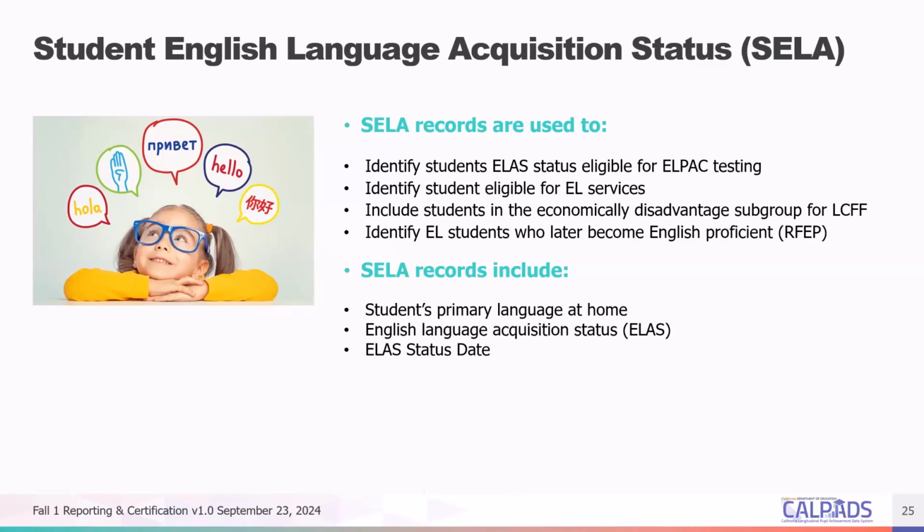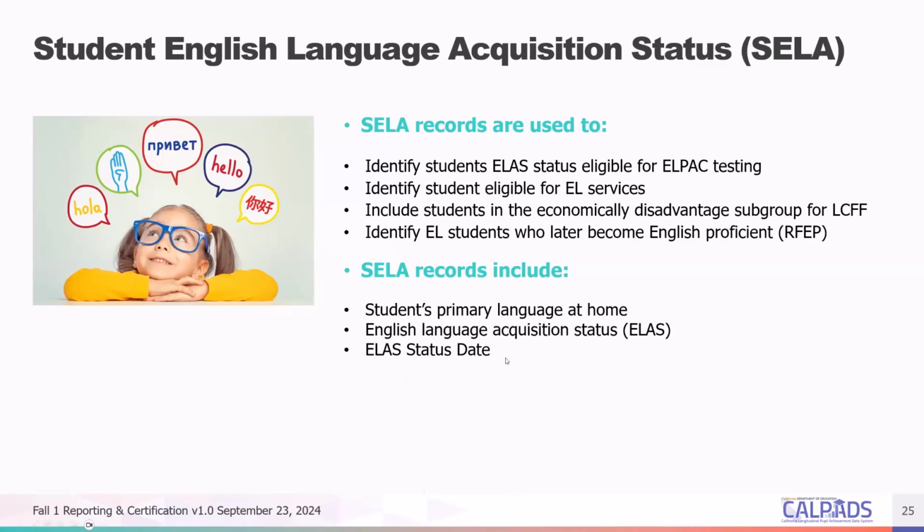So as we know, we have your FRPM eligible students, and then in addition to those are the students that are English learners. Identify EL students who become English proficient, right? They've been EL for a while, and they've met criteria to no longer be EL students, now English proficient. Those are the RFEP students. SELA records also, one thing you don't see featured here, are also used to determine who your long-term ELs are, the LTELs. A student's primary language at home is a key data element in the SELA. The English language acquisition status and the English language acquisition status date.